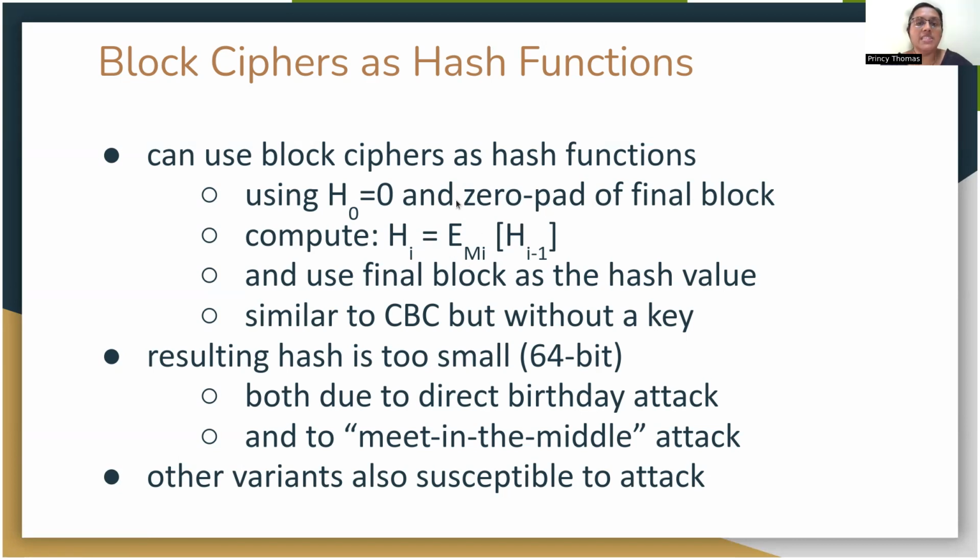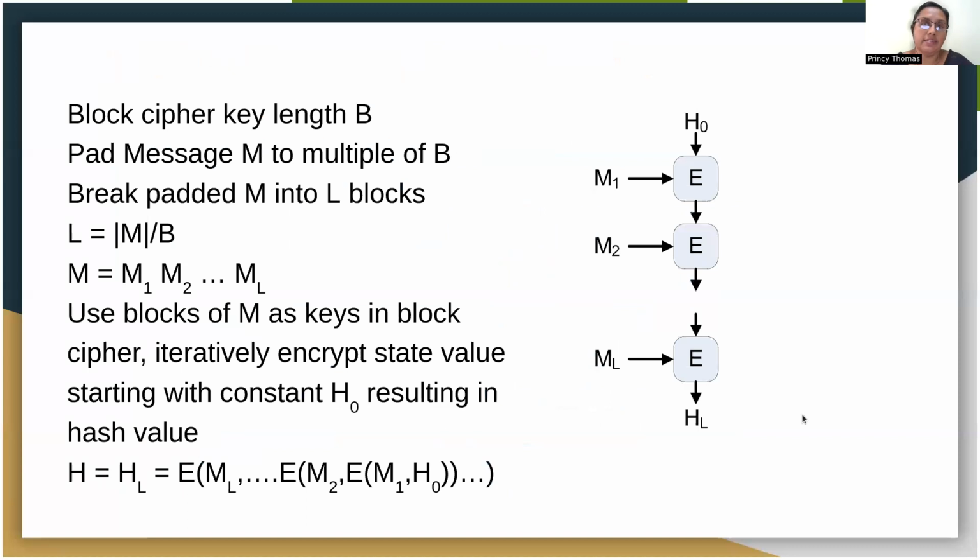The resulting hash, however, is too small, only 64 bits. So it is prone to birthday attack and meet in the middle attack. There are other variants also, and many of them are susceptible to attack.